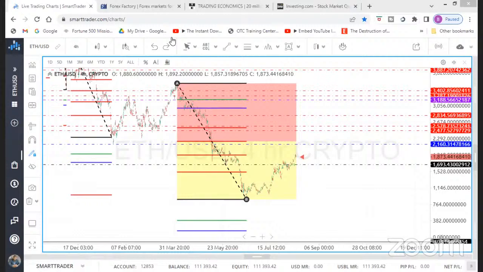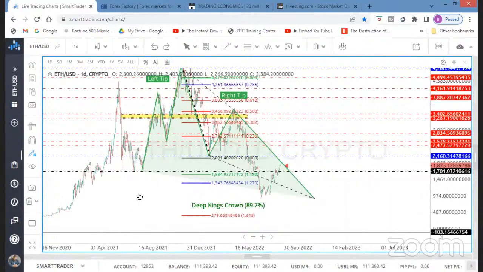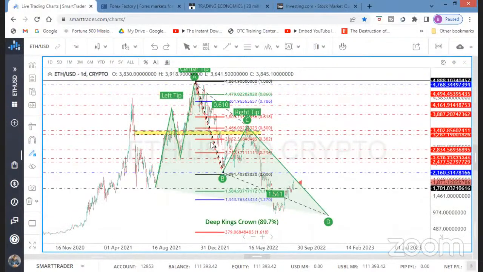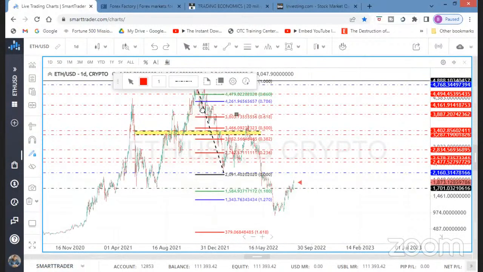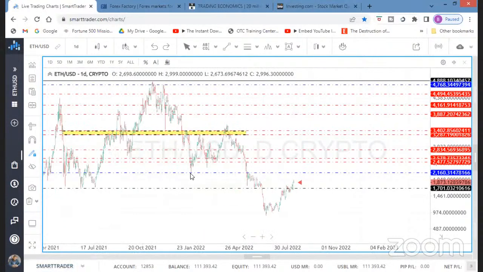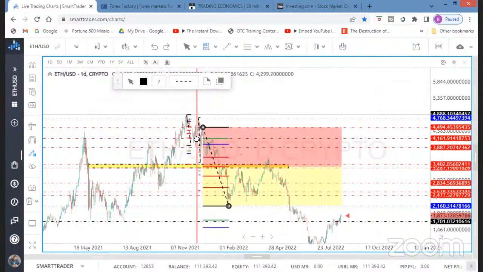My daily looks different than yours, though. My daily is showing a 786 retracement. Oh, that's because I drew the full AB boundary off the crown pattern. I can take this out now. Yeah, if I run it from the top, probably going to have the same thing.